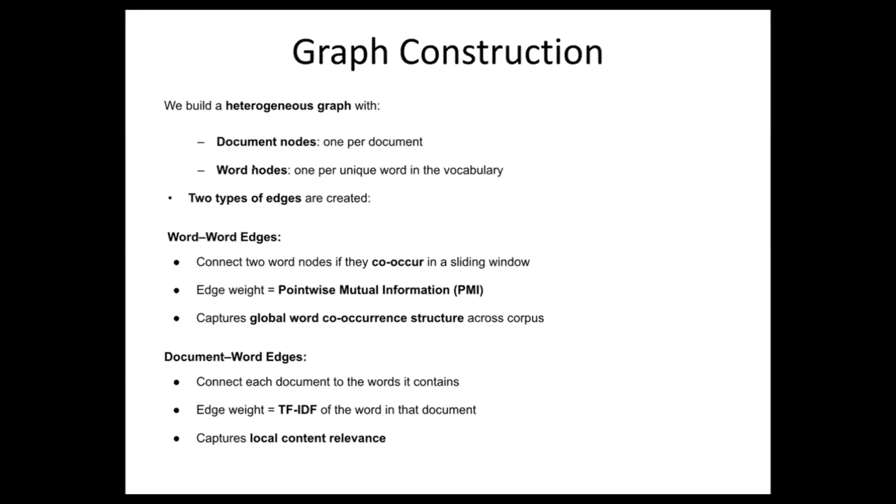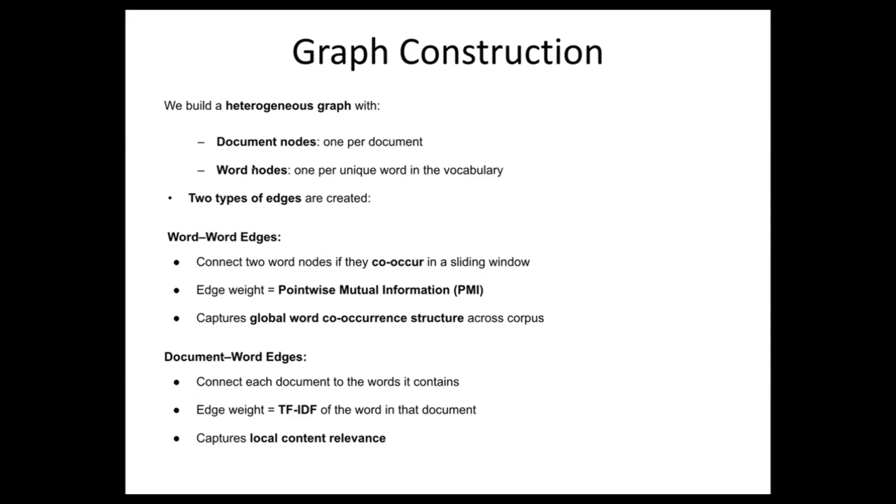So now we'll see how we'll construct the graph. We built a heterogeneous graph where we create two types of nodes. One type is a document node for each document in the corpus, and the other is a word node for every unique word in the vocabulary. Once these nodes are created, we define the edges. There are two types of edges in this graph construction.